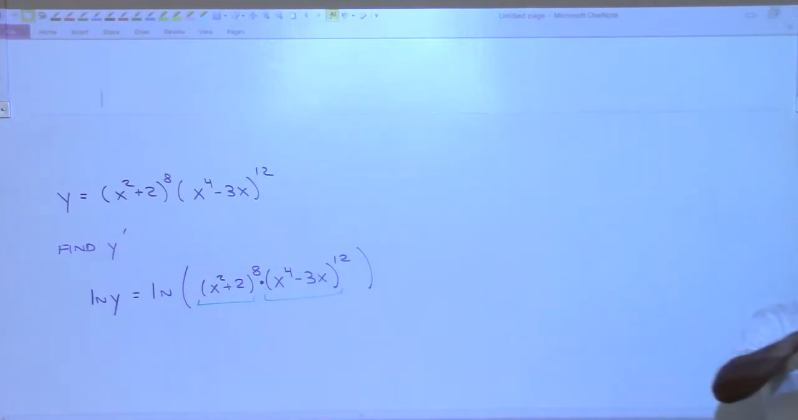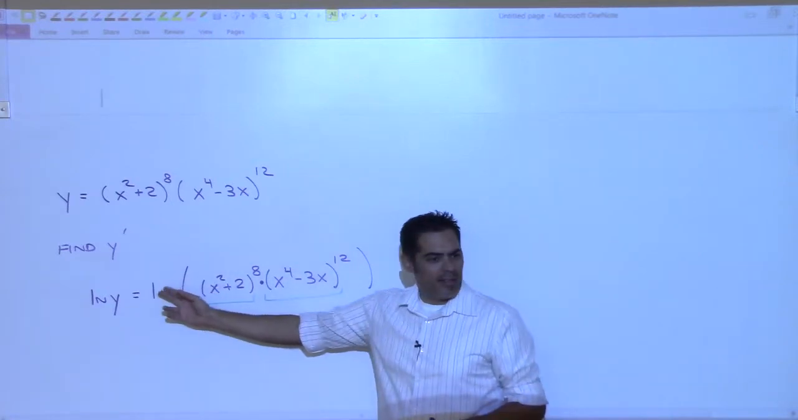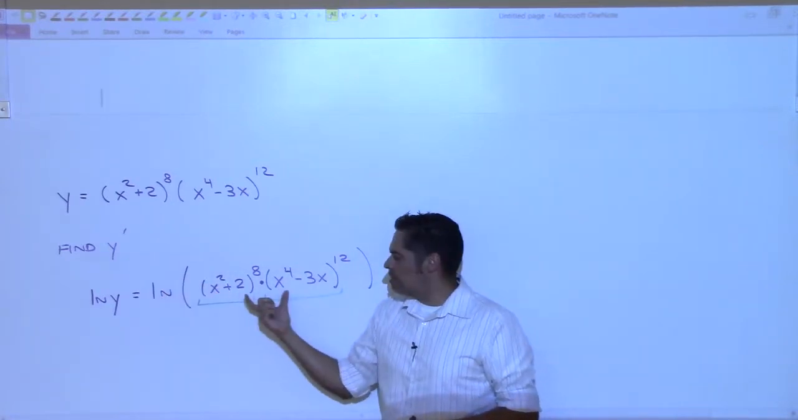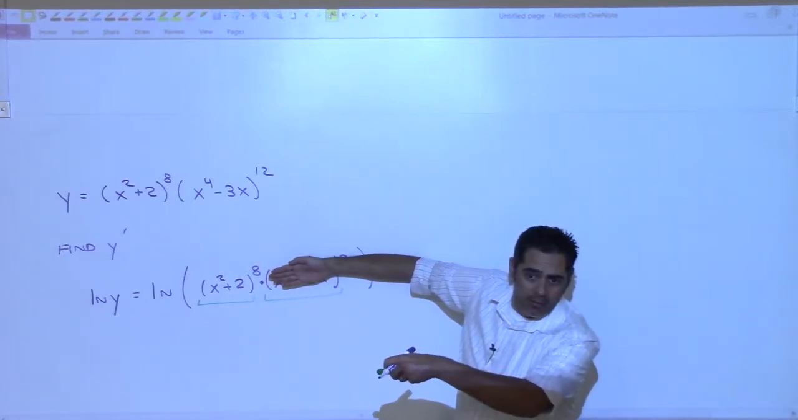Those two things are being multiplied inside of a log, aren't they? So I'm going to split it into two logs first. See, the problem is if you bring the 8 out and then the 12 out, what are you going to do? Like 8 times 12? It doesn't work because you have two pieces in here. If it was one piece like that, then you could drop the 8 out.